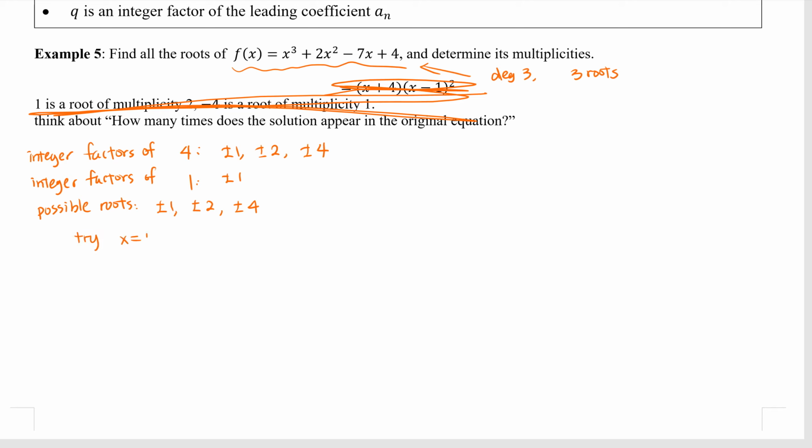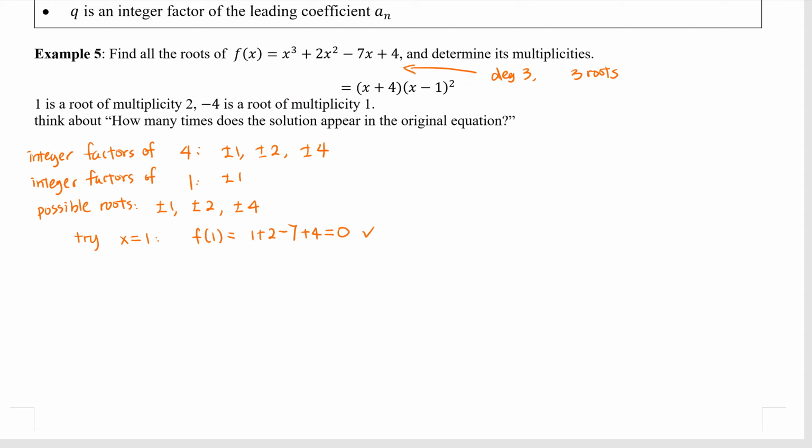So try x equals 1. Then f of 1 is 1 plus 2 minus 7 plus 4. That equals 0. Yes. So this is a degree 3 polynomial, right? We just need to find one root from the rational root theorem. Then we can use long division and get the remaining quadratic factor. For a quadratic factor, we can always factor it just by looking at it, or we can use the quadratic formula.